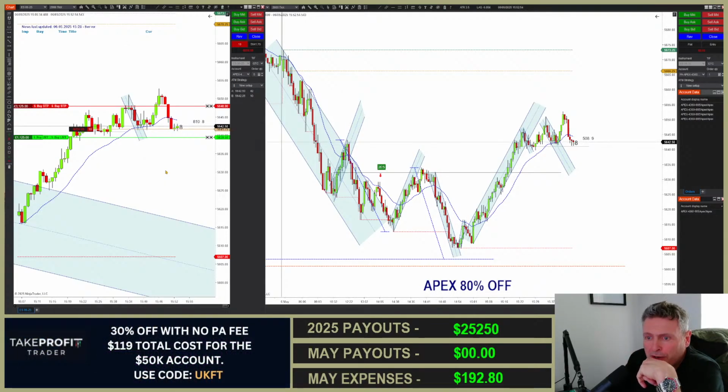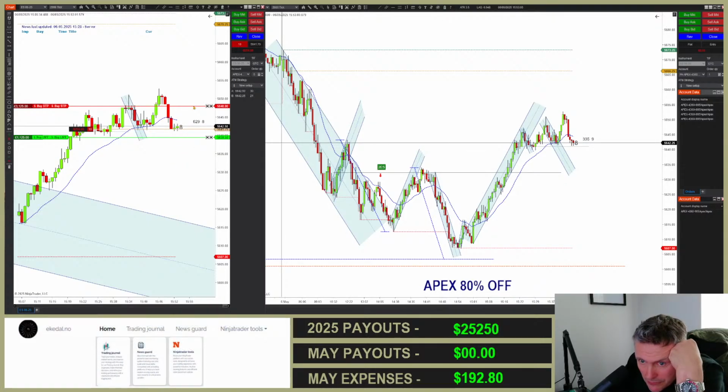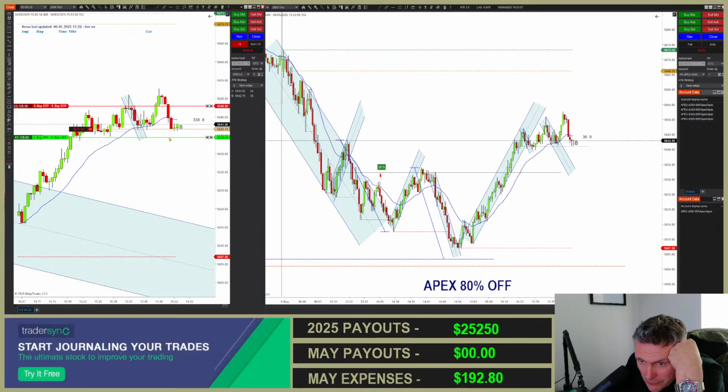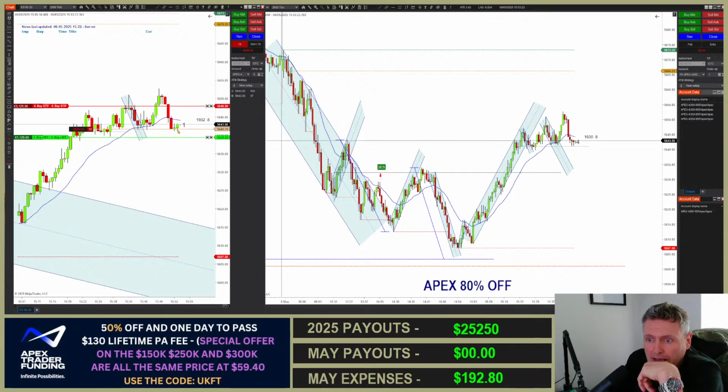Little Hammer, how you doing, buddy? Struggling to get up. If you're going to buy this market, you're going to be buying down here, aren't you, surely? That's okay. Let's trigger that bull bar, touch the EMA and come down.